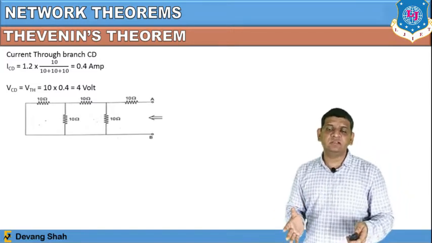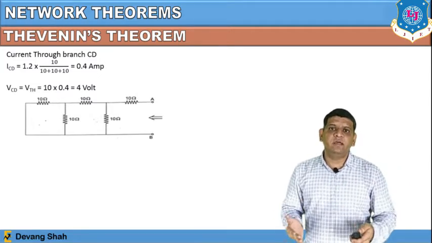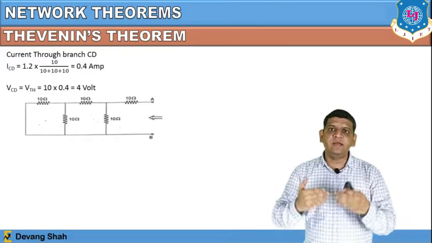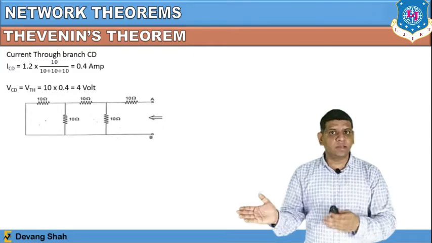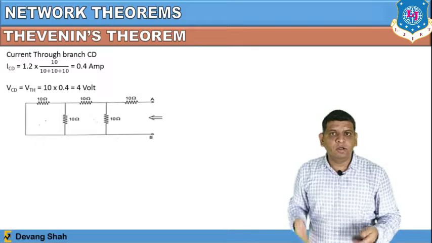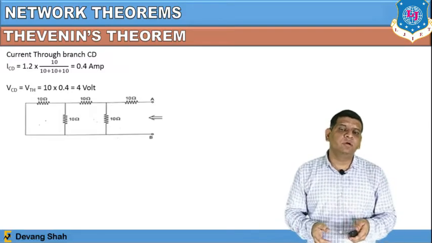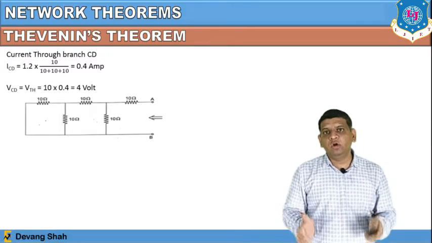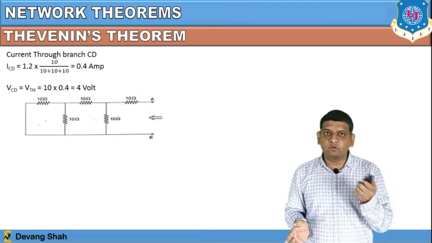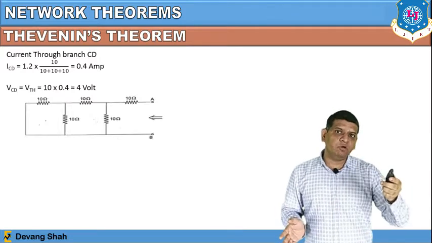Now RTH is step number 3, where you need to find RTH with all voltage sources made short. Once you make it short, it becomes 0. So in this particular network, you can see the 20 volt, you have to make it short, right? So from this side, you can find your RTH.